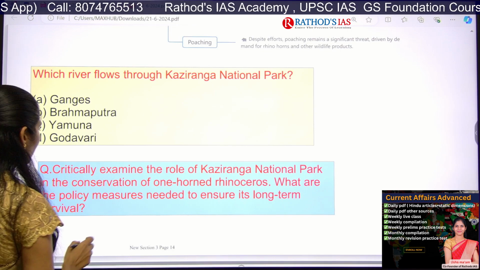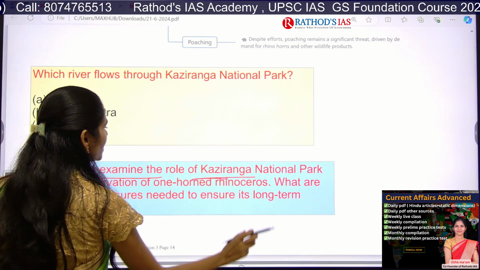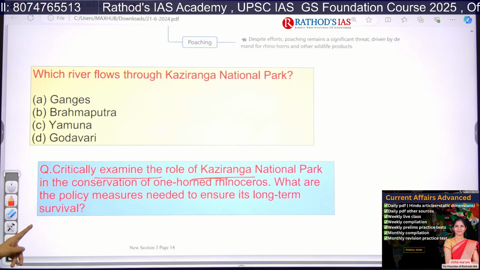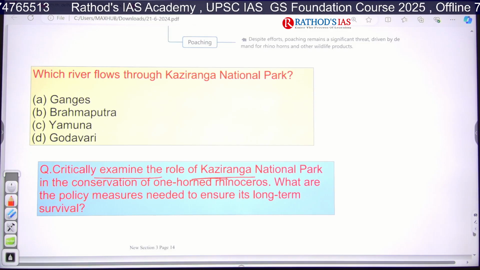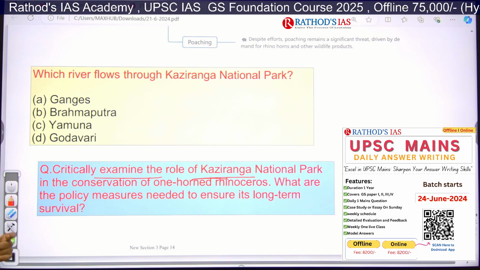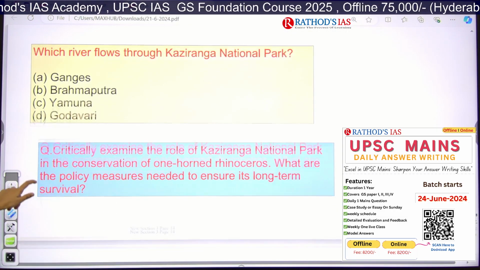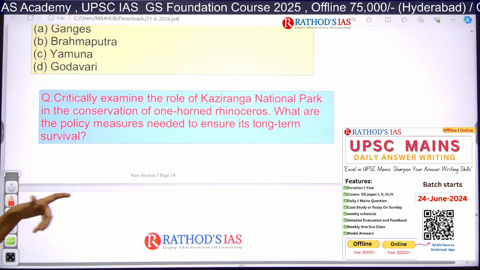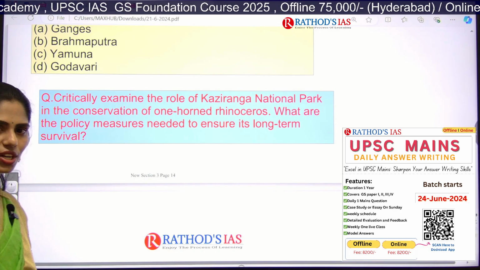And next one is: critically examine the role of Kaziranga National Park in conservation of the one-horned rhinoceros, and what are the policy measures needed to ensure its long-term survival. Okay, so this is the main question that I am giving from Kaziranga National Park.